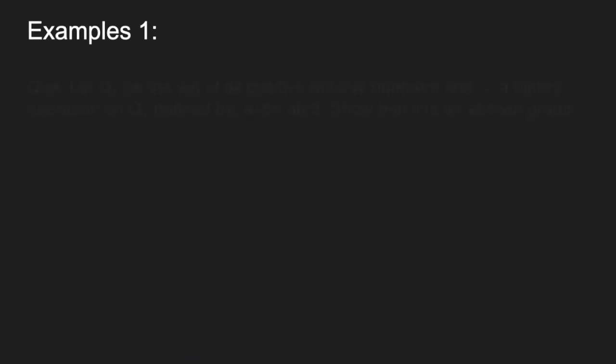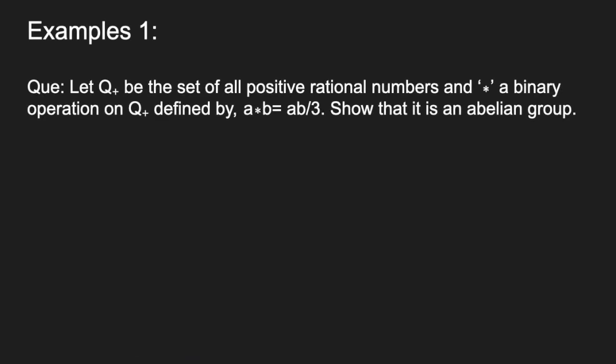The first one. Here the question: let Q plus be the set of all positive rational numbers and star a binary operation defined as A star B is defined as AB by 3, and show that it is an abelian group. Okay, now to check whether it is an abelian group, all we need to check are all those 5 conditions or all those 5 properties.